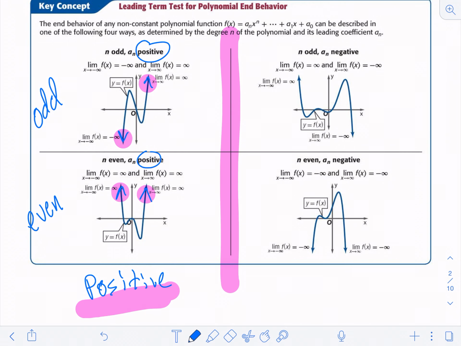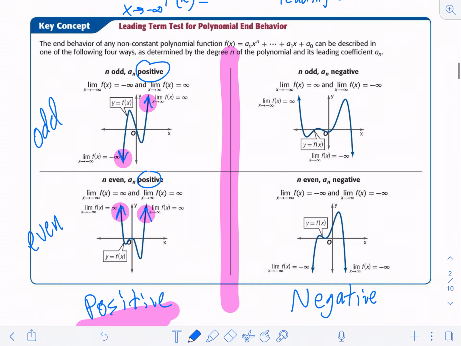Now, what happens when my leading coefficient is negative? Well, when my leading coefficient is negative, I'm going to have just the opposite. We know a negative leading coefficient is going to flip my graph upside down. So in this case, when it's an odd degree, instead of going down and up, I'm going to go up on the left and down on the right. When it's an even degree and a negative leading coefficient, both sides are going to point downward. And this is how we can determine what our end behavior is.